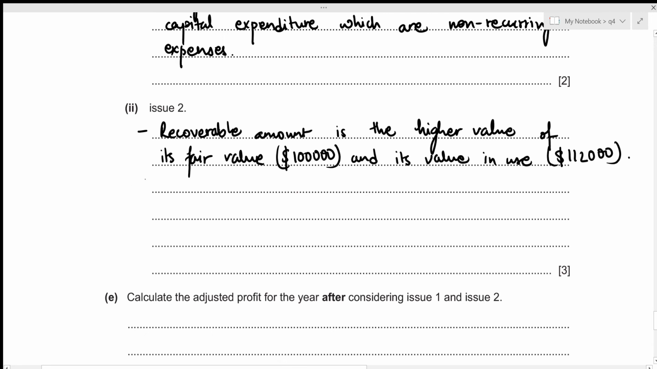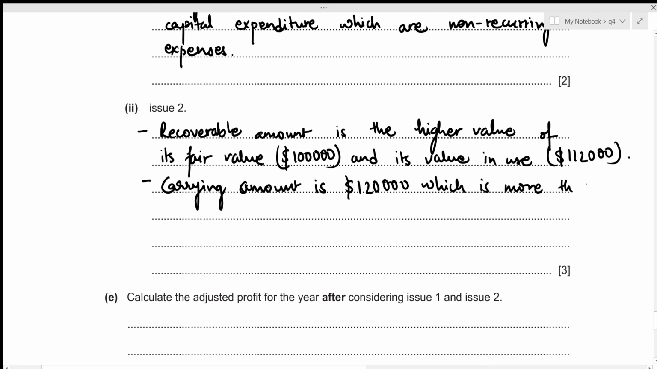Okay, then the next thing is that we figured out our carrying value. Carrying value or carrying amount, we figured it out to be 120,000, which is more than the recoverable amount. And recoverable amount is higher of the fair value and value in use, and obviously the value in use is higher, which means that the recoverable amount will be 112,000, right? So this leads to an impairment loss.